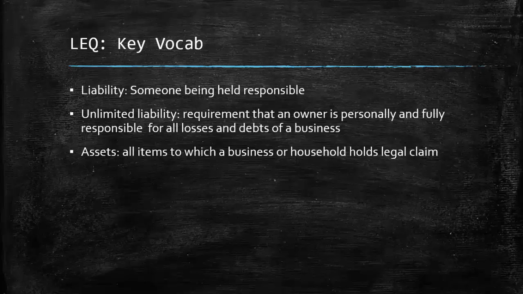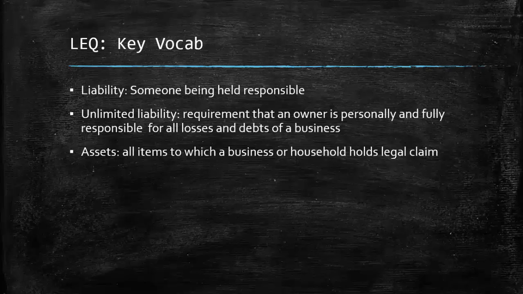Now, more specifically, a phrase I need you to know is this idea of unlimited liability. So here's the deal. This is most common in sole proprietorships. It is a requirement that an owner is personally and fully responsible for all losses and debts of a business. That is, if I take out a $100,000 loan and my business fails, the bank is not going to say, sorry, try better next time. They are going to sue me, take my house, take my truck, take everything I own until they recover their $100,000.